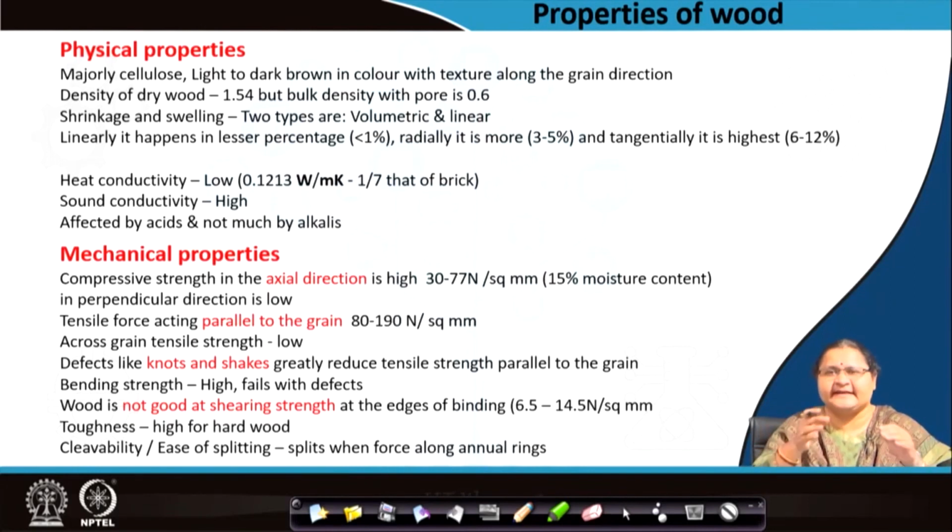Wood splits, as I already told in the ways of conversion. If you are hitting a nail on annual rings, at those positions the cleavability takes place. Ease of splitting is more at those points. So, it should be looked into that we are putting the nail in the right portion. That is the carpenter's job. When we discuss joinery in the next lecture, we will see that again.